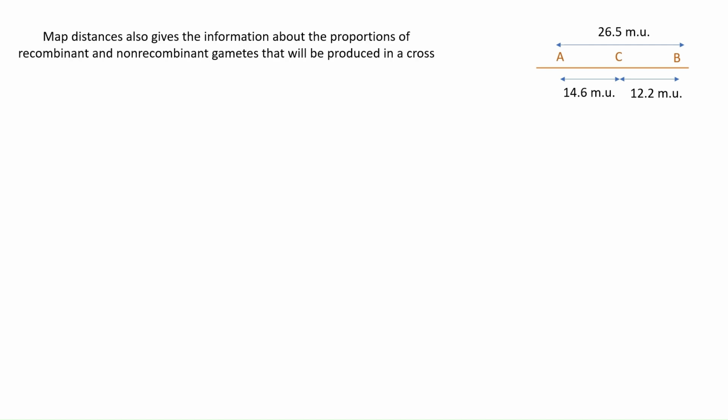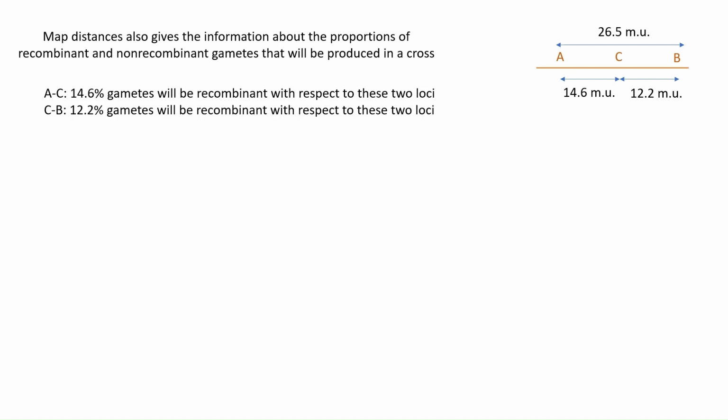So this map distance, what information does it provide? It provides information about the proportions of recombinant and non-recombinant gametes in a cross. What proportion is it showing? Like between A and C here, 14.6%. This is the recombination frequency. 1% recombination frequency is 1 mu. So 14.6 mu means 14.6% recombination frequency. So 14.6% of gametes will be recombinant with respect to points A and C.